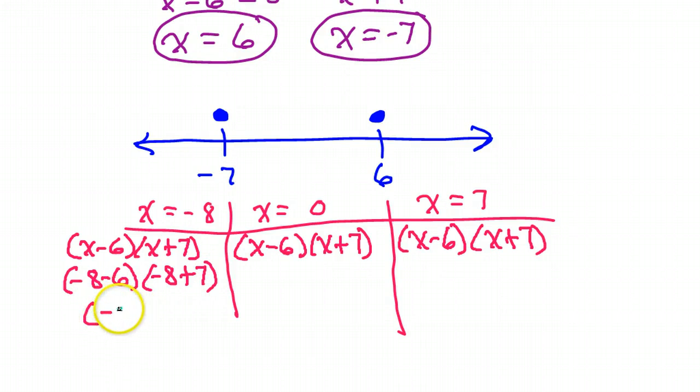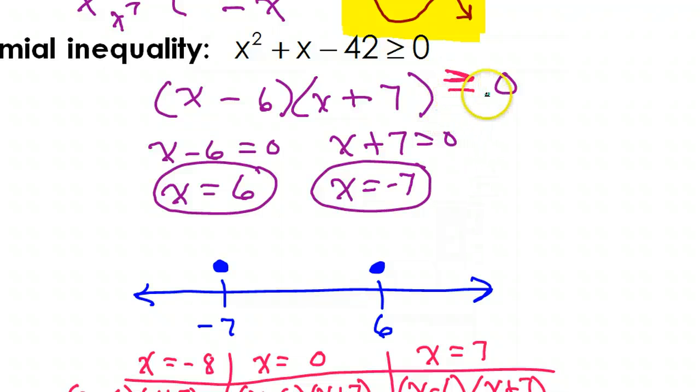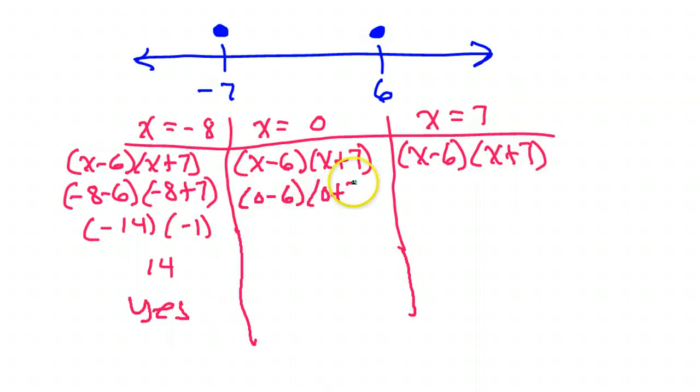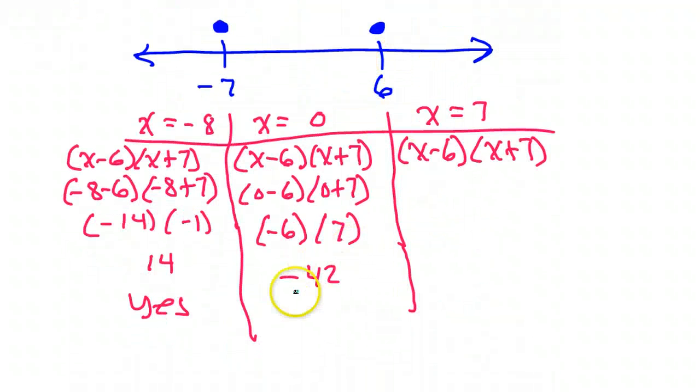Okay, so that's going to make -14 times -1. So that's positive 14. Okay, so the question is that greater than or equal to 0? Well, yeah, that's positive, so yes, so that is a solution. Okay, if I do the same thing here, if I put in 0, then this will be 0 minus 6 and 0 plus 7. So that would just be -6 times 7. And that would be -42. So again, the question is that greater than or equal to 0? Well, that's a negative number, so no, that's not a solution.